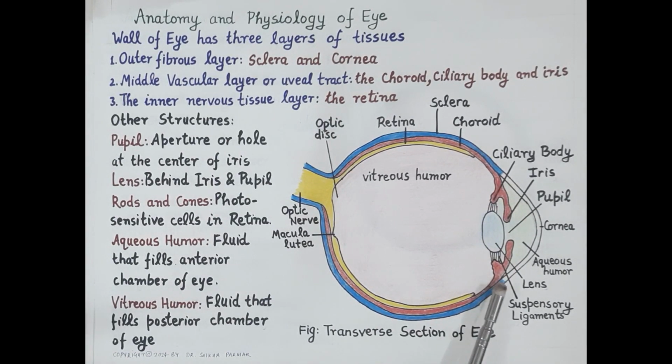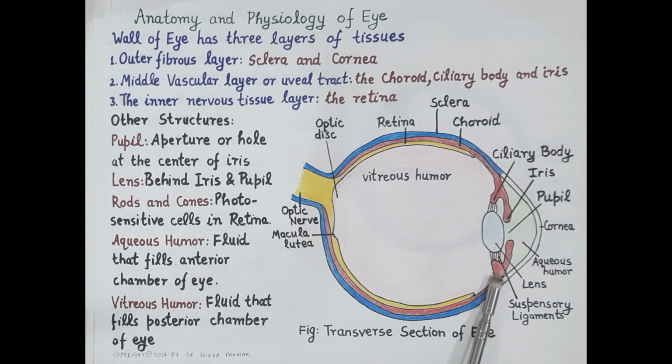Then iris. Now as you can see here, the iris is attached to the ciliary body. Now this iris is present behind the cornea and in front of the lens. Now this iris is made up of pigment cells and it gives the color to the eye. Now the color of the eye, like black eye, blue eye, green eye, all depends upon the pigment on the iris. So as we all know, this color of the eye is genetically determined.